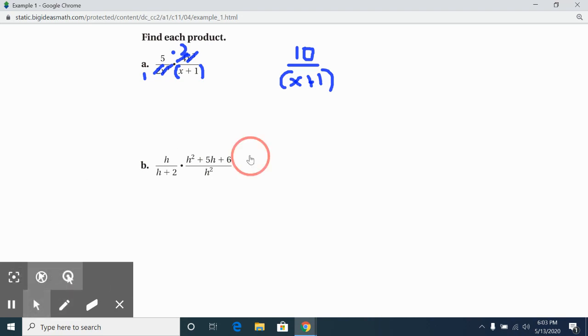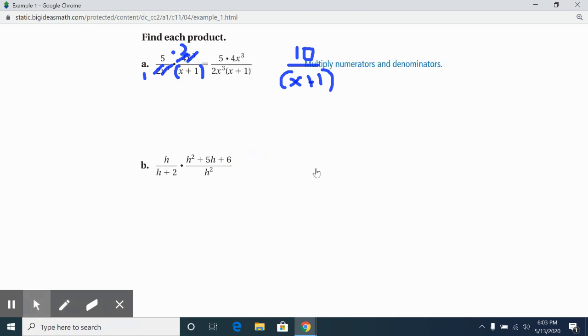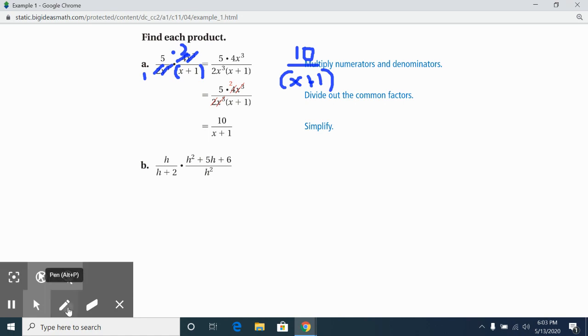So let's look at what the book does quick. The book doesn't cross cancel right away like I do. They multiply the numerators and denominators, but on the bottom they just put the 2x to the third next to the x plus 1. They don't fully multiply. After that, they divide out the common factors, which is what they're showing you here. Same thing I did. This 4 becomes a 2, and then we multiply and simplify completely to get 10 over x plus 1.